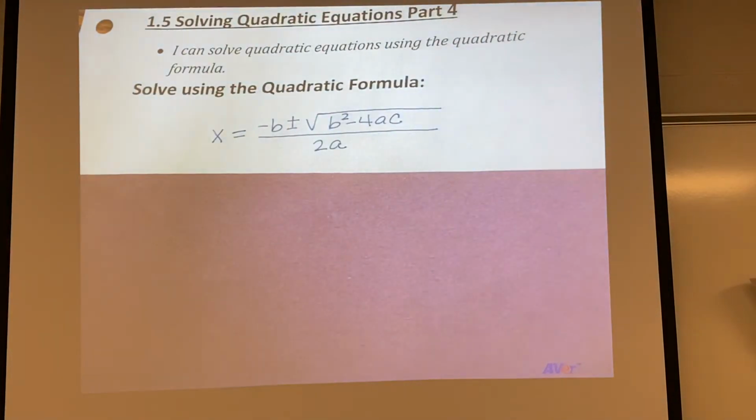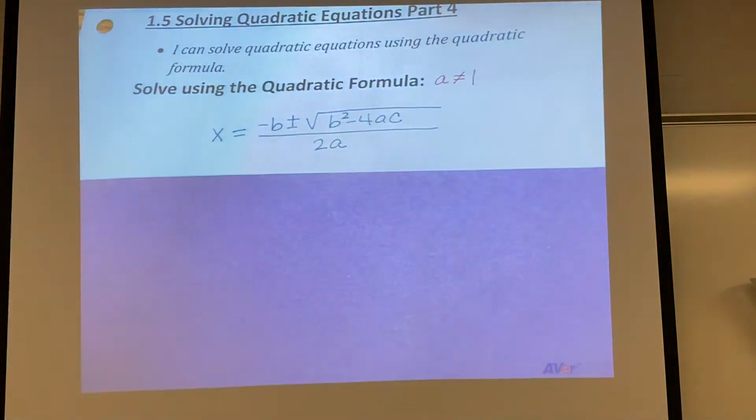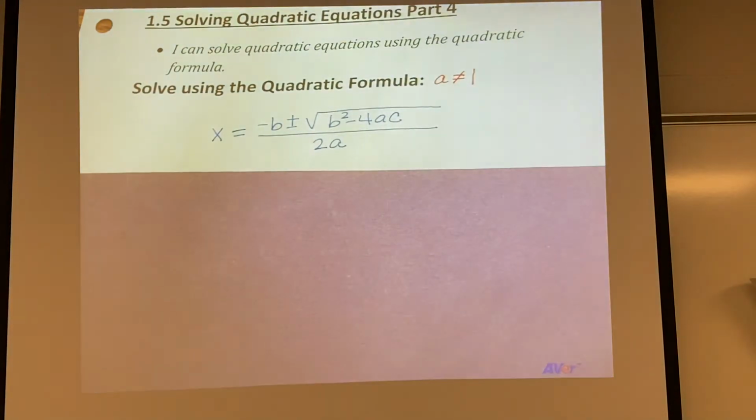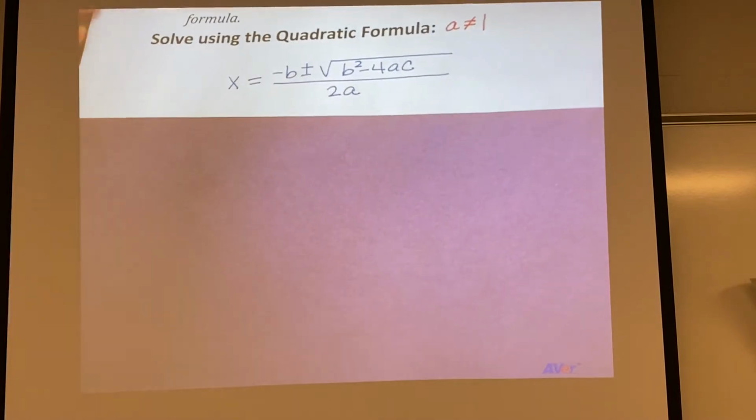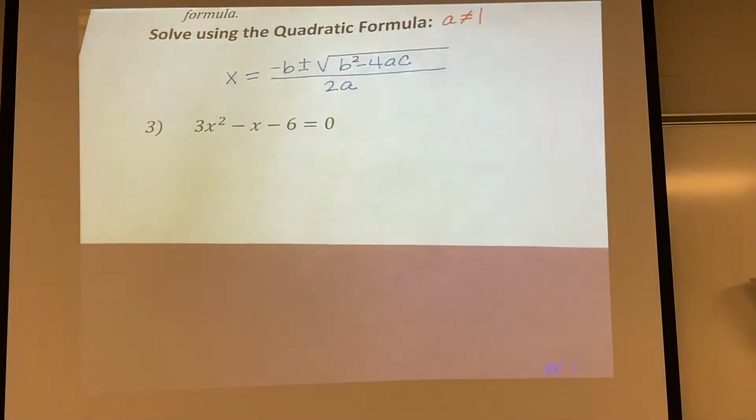All right, so we just finished learning how to do completing the square, but completing the square is best used when your a value is 1. We would want to use the quadratic formula when your a value is not 1. Okay, so that would be a good time to use the quadratic formula. So we'd use completing the square when a is 1, but use quadratic formula when a is not 1.